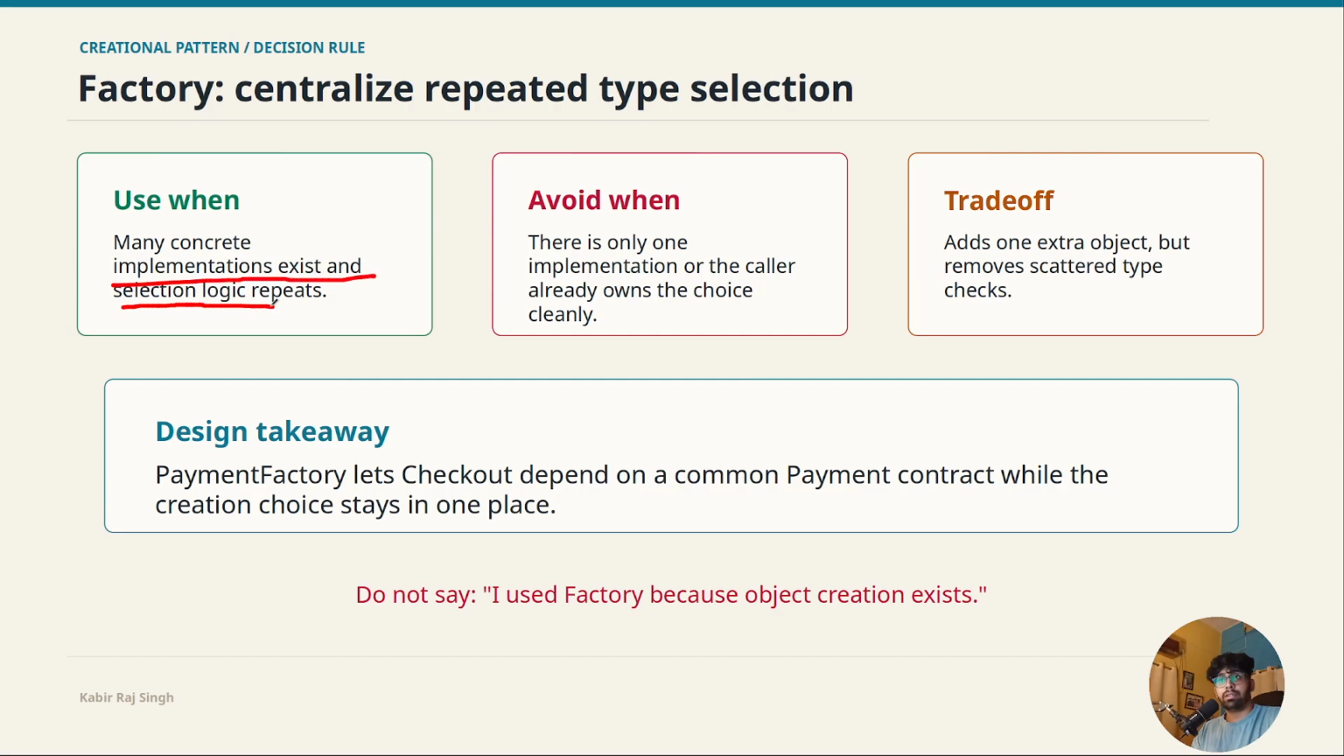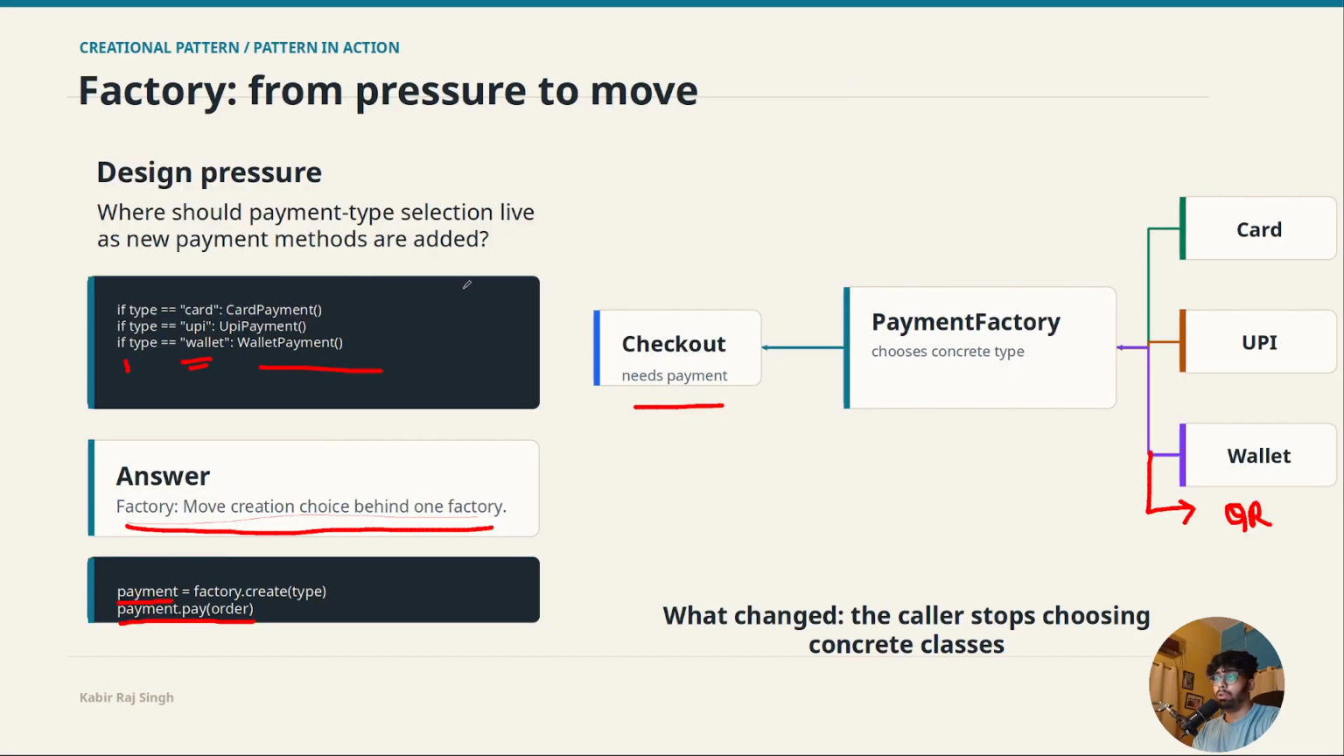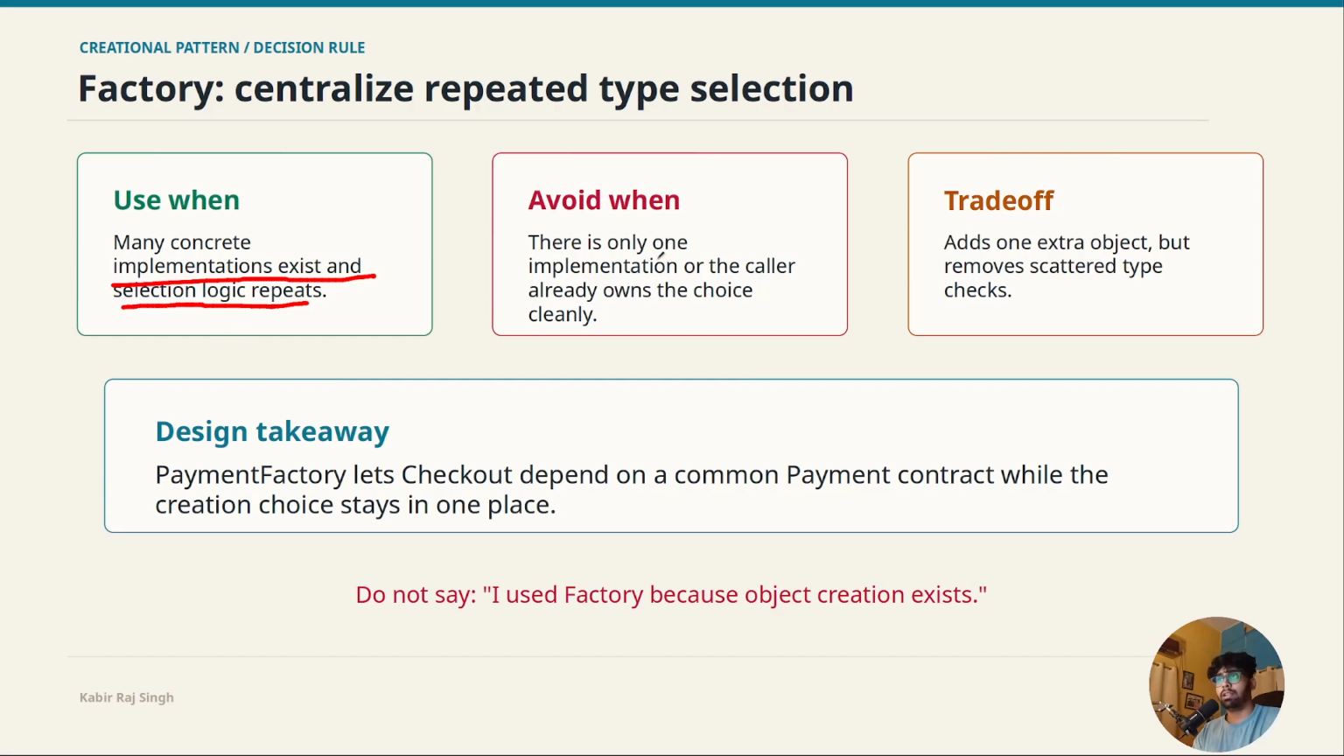And when selection logic repeats, the trade-off is one more object in the design, but the payoff you get is that new payment types change one creation boundary instead of leaking into checkout, test controller, and various other code. So you can just add one extra class whenever you want, instead of having a type equal to QR, and then in every subsequent object, for example checkout, needing to handle a separate type separately. You again need to have an if type equal to this specific QR and then handle that.